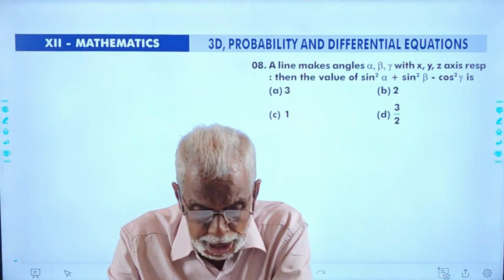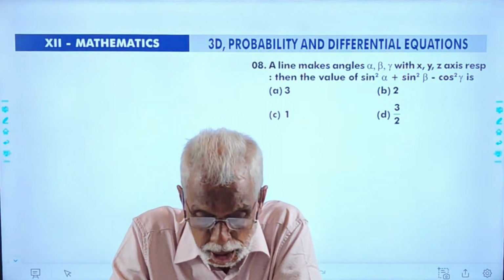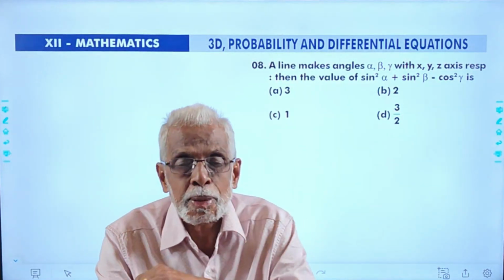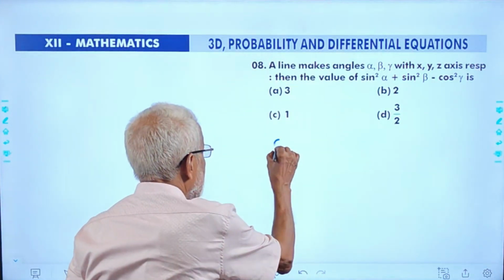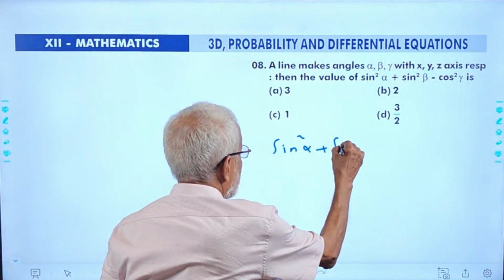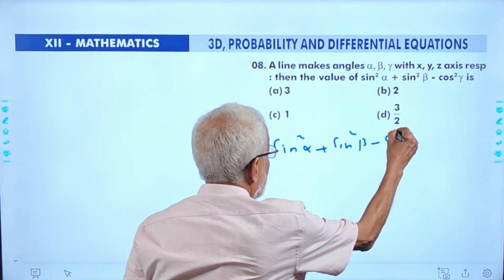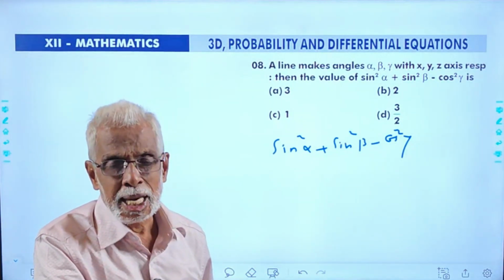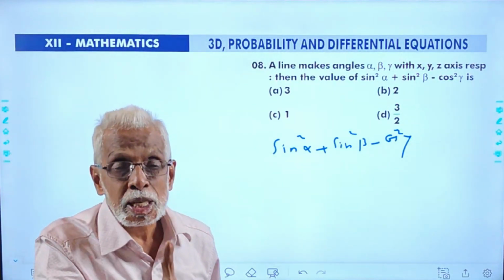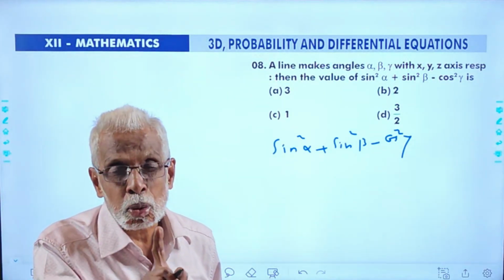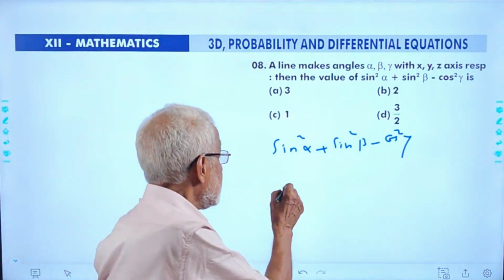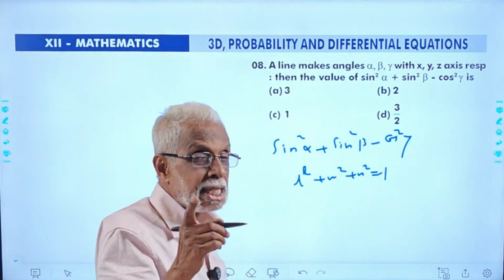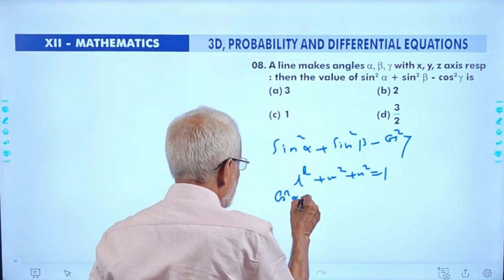A line makes angles alpha, beta and gamma with the positive directions of the x-axis, y-axis and z-axis. Then we have to find sin square alpha plus sin square beta minus cos square gamma. If alpha, beta, gamma are direction angles and cos alpha, cos beta, cos gamma are the direction cosines l, m, n, then l square plus m square plus n square is 1. That is, cos square alpha plus cos square beta plus cos square gamma is 1. The sum of the squares of the direction cosines is 1.